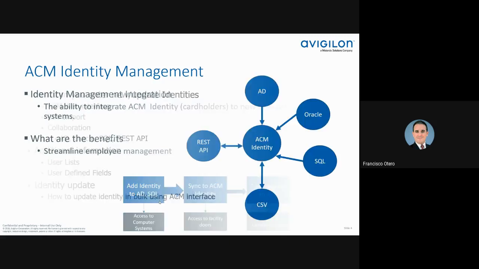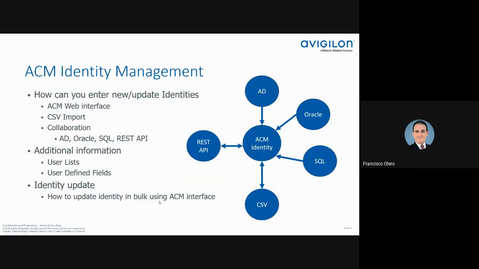So based on that, what are the ways or forms that I can add information into ACM or sync information between ACM and other sources, right? So here's some ideas for you. Active Directory, extremely popular right now. We have a lot of customers using that, and that is to send information from Active Directory to ACM.